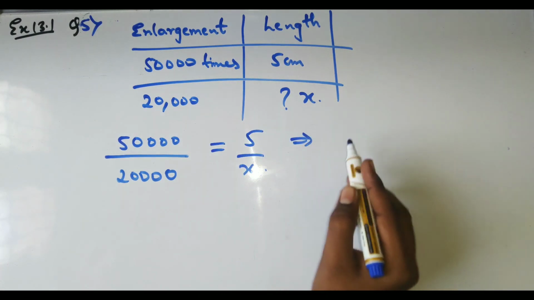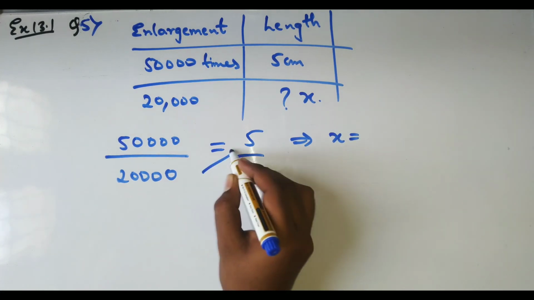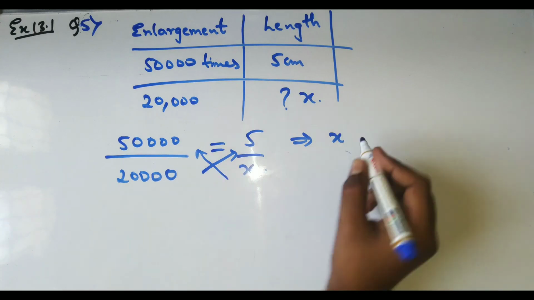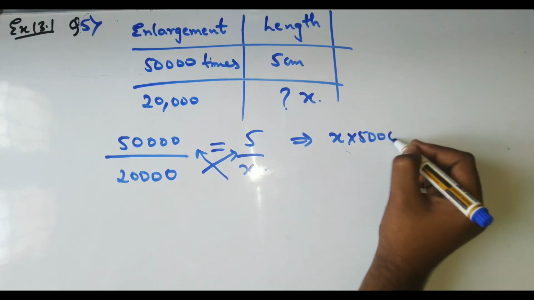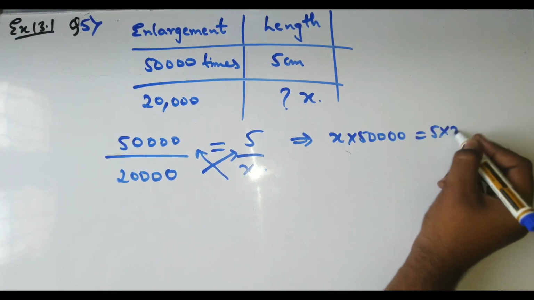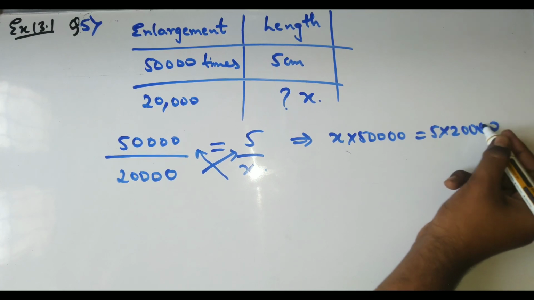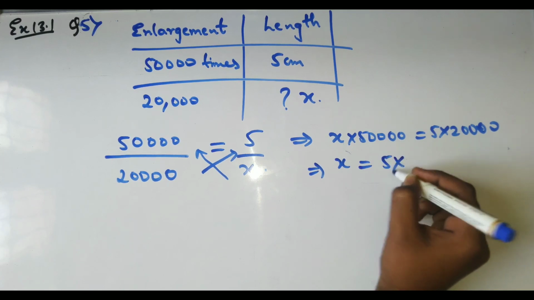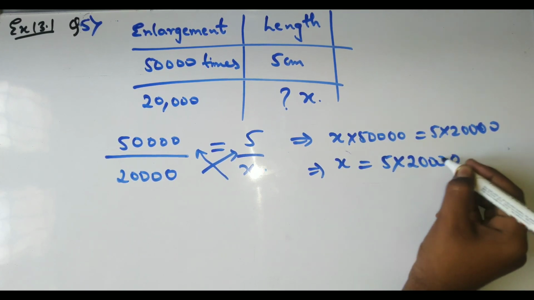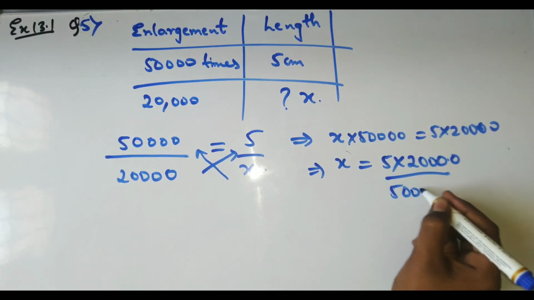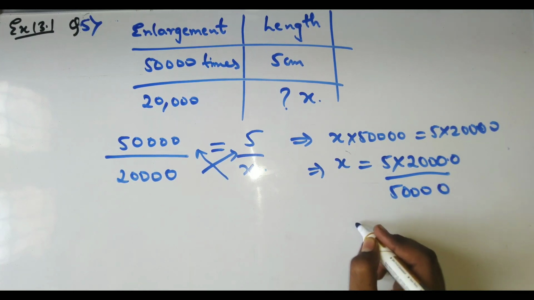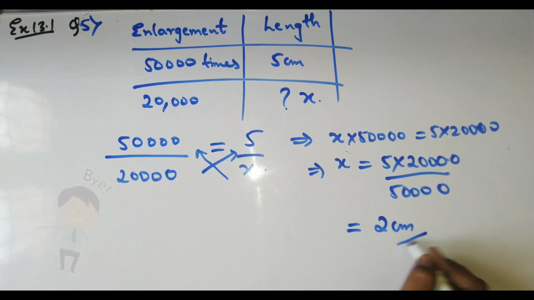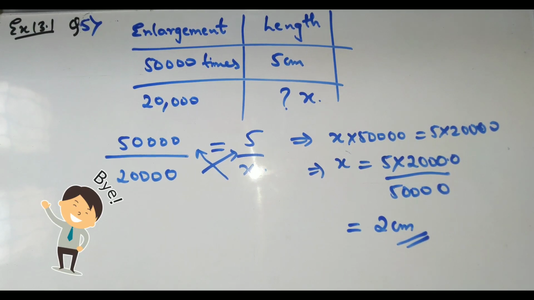From this I will get the value of x by cross multiplying. So x into 50,000 is equal to 5 into 20,000. From this I will get the value of x, which is equal to 5 into 20,000 divided by 50,000. So the 50,000 gets divided, and finally I will get the answer as 2, which is in centimeter. So for 20,000 it will be 2 centimeter.